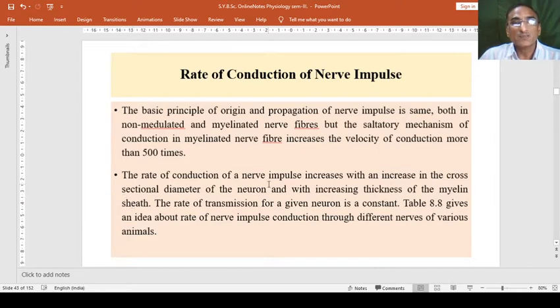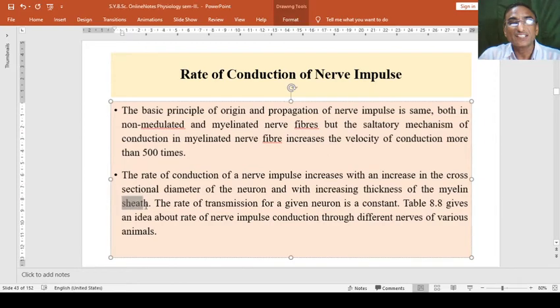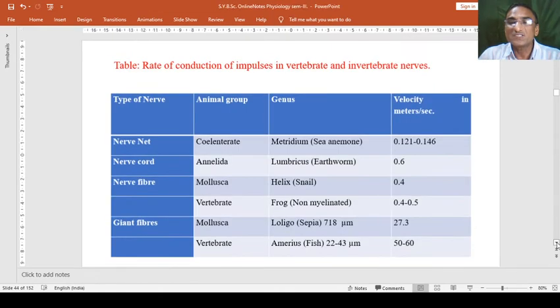The rate of conduction of nerve impulse increases with an increase in the cross-sectional diameter of the neuron and with increasing thickness of the myelin sheath. As we have previously seen, the thickness of the myelin sheath affects the movement of the impulse or signals, and the rate of transmission of a given neuron is constant. We will see in the next table the rate of nerve impulse conduction through different nerves in different animals.